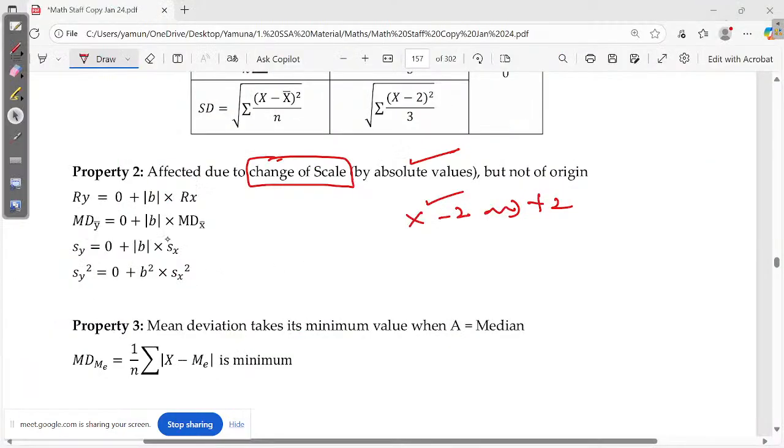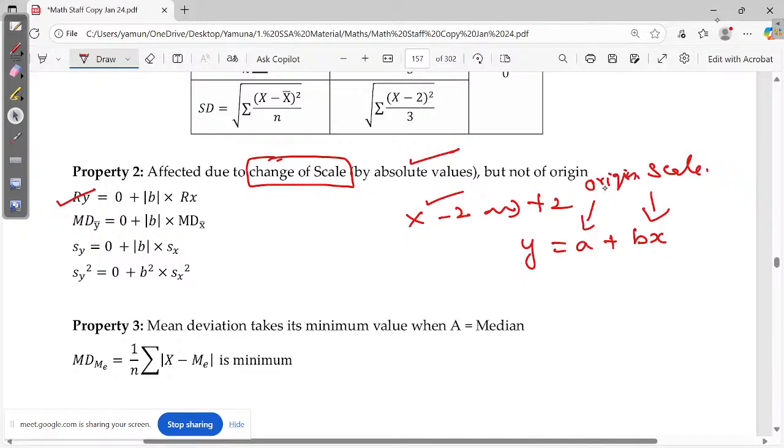Now come over here. Please join. Range of y. Actually, this is the equation: y is equal to a plus bx. What is happening here? Change of scale is happening. Am I right? What is happening here? Change of origin. What the property says: range is not getting affected by origin but by scale. So range of y will be, this will become 0. Why? Change of origin is not affecting, which means it's not having an impact, so take the value 0 because it's not affecting.